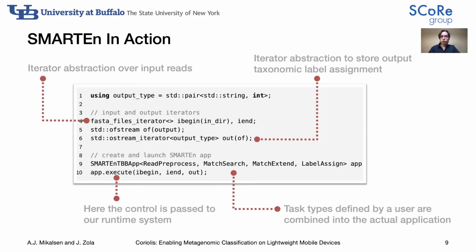The programmer defines 4 types corresponding to the 4 stages of the workflow, and each of these types has a static run method that tells the Smarten runtime how to process data for the corresponding stage. These types are combined into a Smarten app object, which is used to actually launch the application. And after the execute method is called on the Smarten application object, the entire execution of the classifier is afterwards handled by the Smarten runtime.